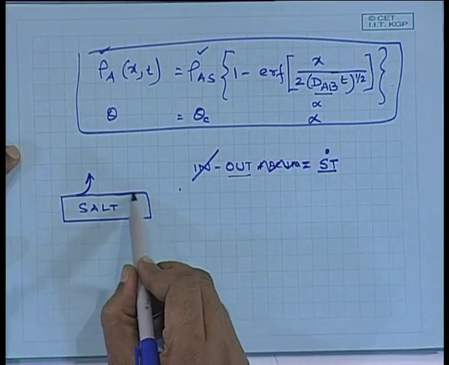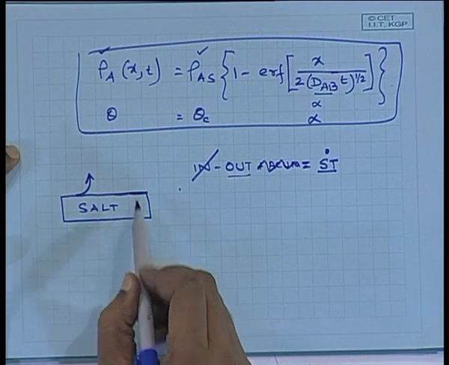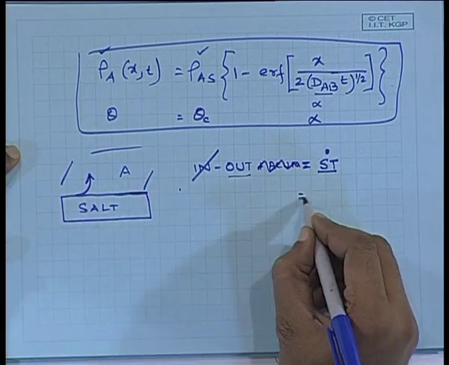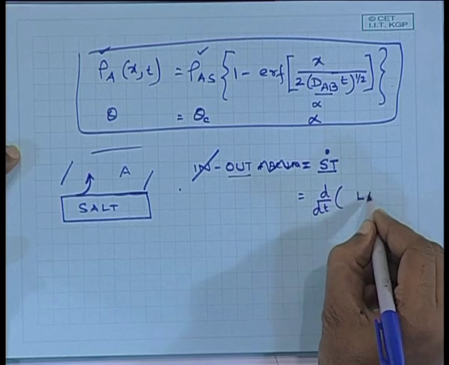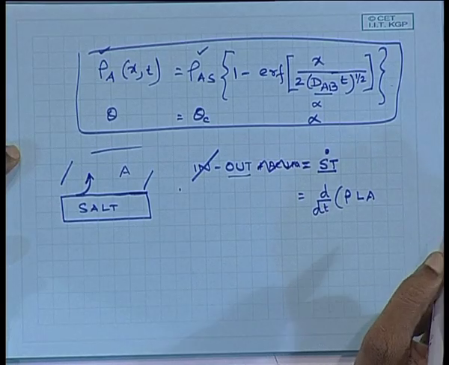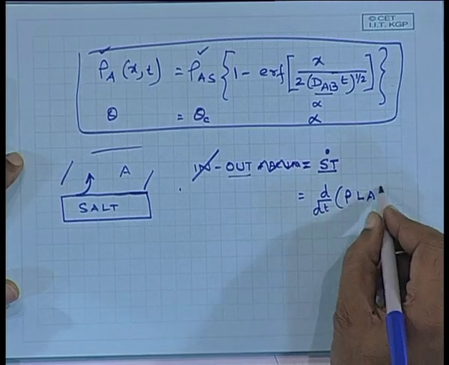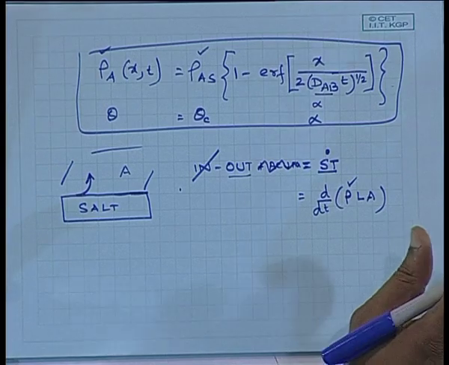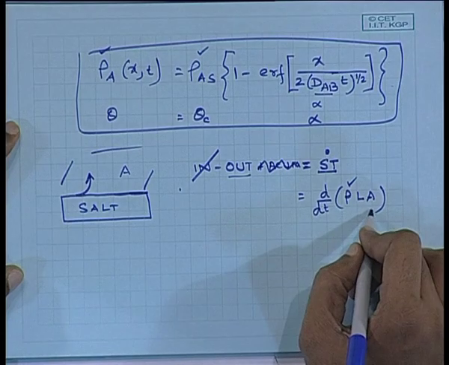Obviously, the length or thickness, whatever you call it, of this is changing. So, if your cross sectional area of this is A, then the rate of change of the stored term is simply going to be d/dt of L A multiplied by rho of the salt. And which rho am I going to use here? 2165 or something, rho of the salt, solid salt, because I am writing it for the solid.